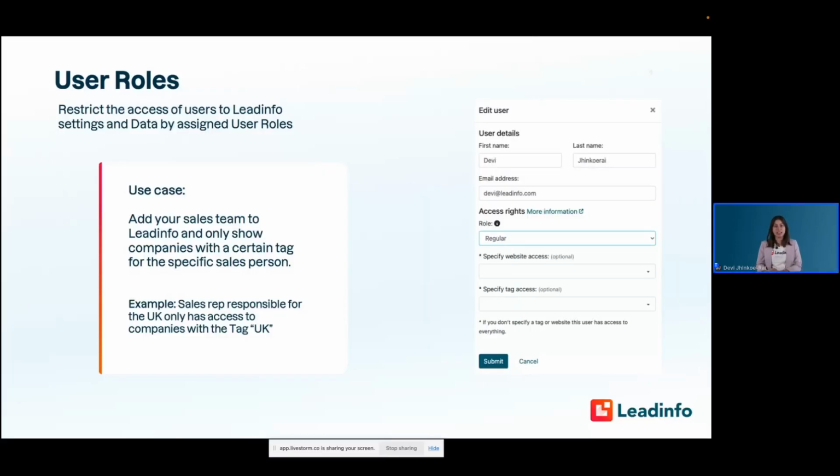Our first main new feature has been user roles. This is an add-on on the account which allows you to restrict access of specific users to specific data and assign roles to them. So an example of this would be if you have a sales team and you implemented Leadinfo for the entire sales team, but you only want to show companies with a certain tag to a specific sales colleague. For example, if you work on specific regions, then the colleague who's responsible for the UK market will only be able to see the companies who have the tag UK. I'll show you how this works in our portal.